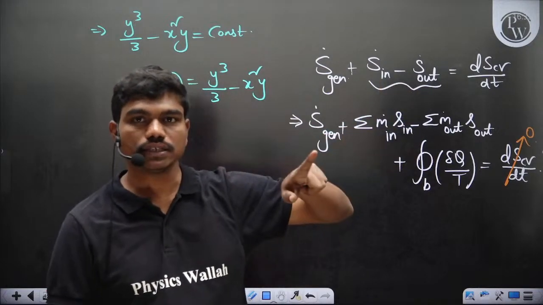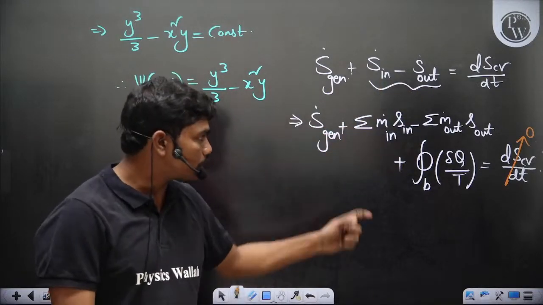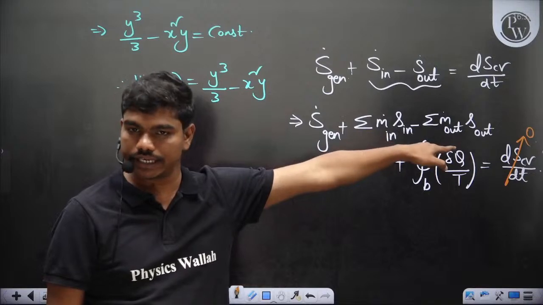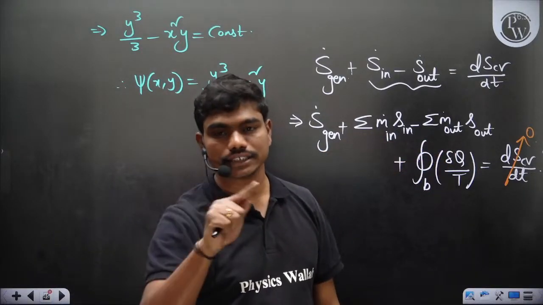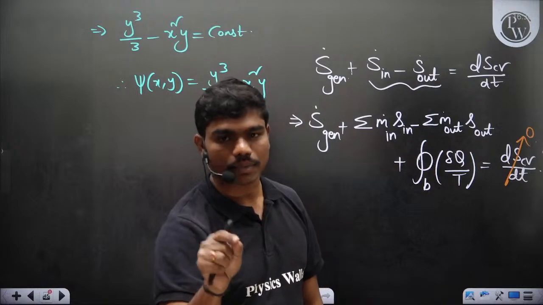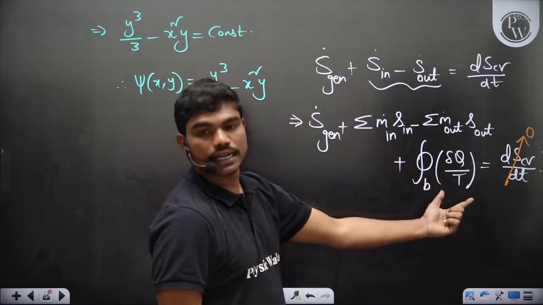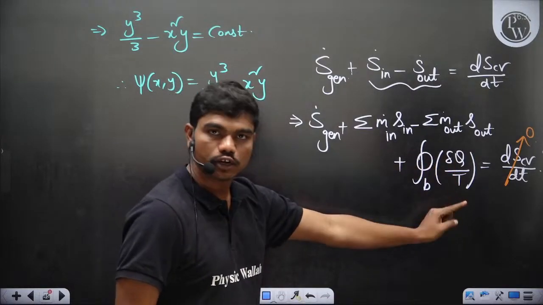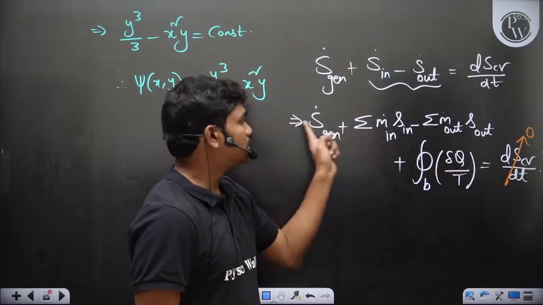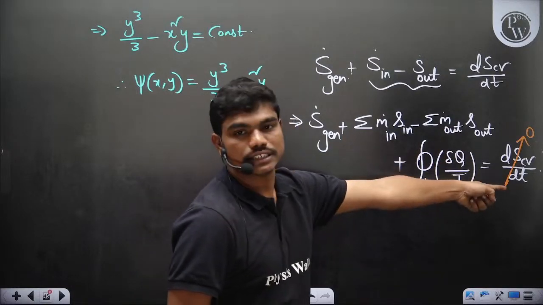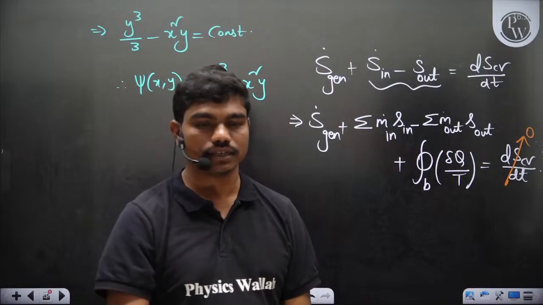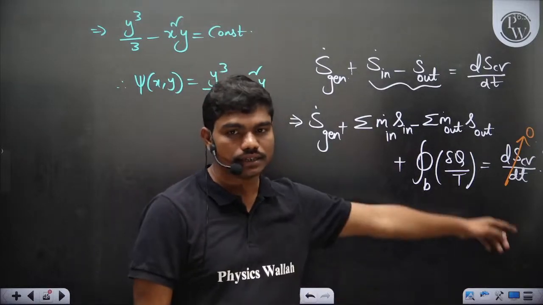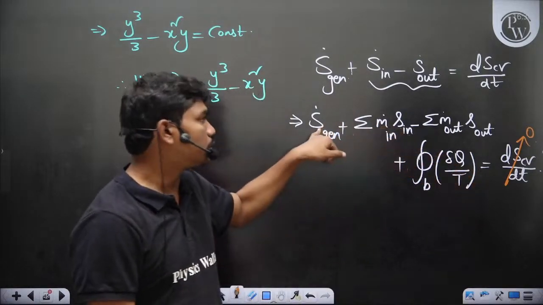One is because of the mass and one is because of the heat exchange. Because of the mass exchange, this is the term which takes care, and because of the heat exchange, at every point in the boundary, if there is some heat exchange happening at a temperature T at that particular point, then the integration of del q by T gives you the total entropy change because of the heat interaction. The summation of all these is equal to the change in the entropy of the control volume, and if you are operating your control volume at steady state, this term would be 0, and you cannot decide on this.